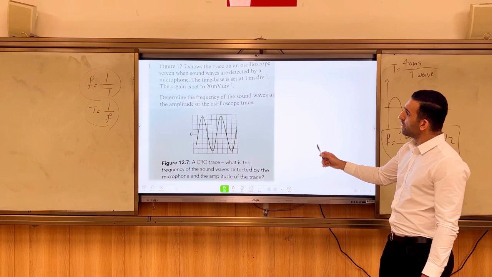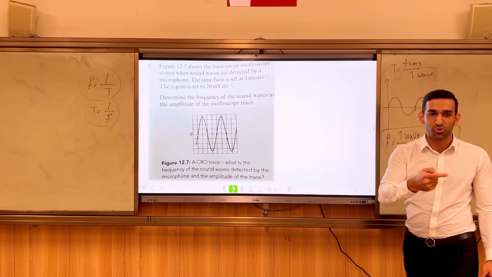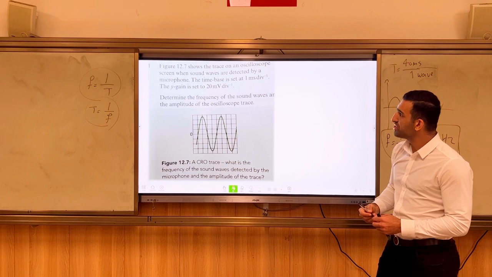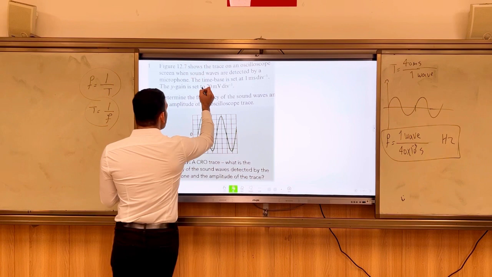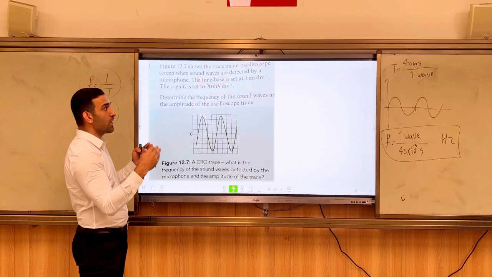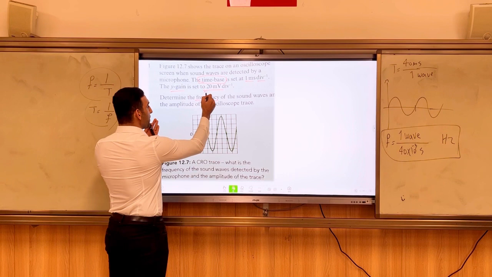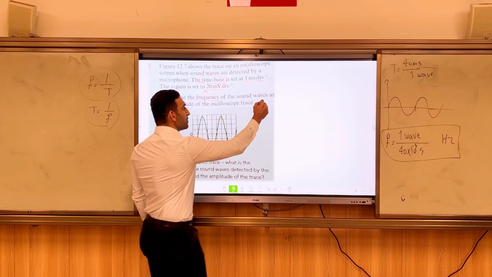Okay. Here we have one example. I want to make sure that you guys understood it. The question says this figure shows the trace on an oscilloscope screen when sound waves are detected by a microphone. The time base, guys, this point is important. You need to make sure that the x-axis is based on time or distance. It's set on 1 millisecond per division. The y gain is set on 20 millivolts per division. So determine the frequency of the sound waves and also the amplitude. So we're looking for frequency f and amplitude a.